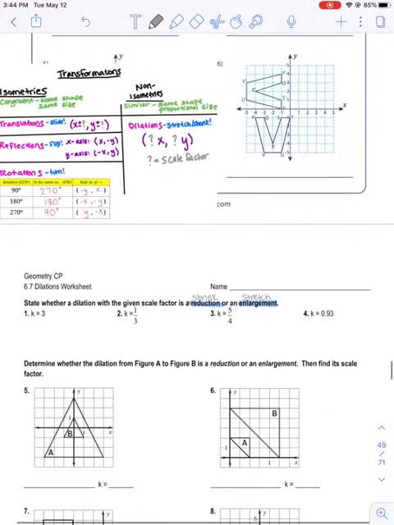Go ahead and complete problems 1 through 4. For each one, make a guess if you think it's a reduction or an enlargement. Pause the video for more time.